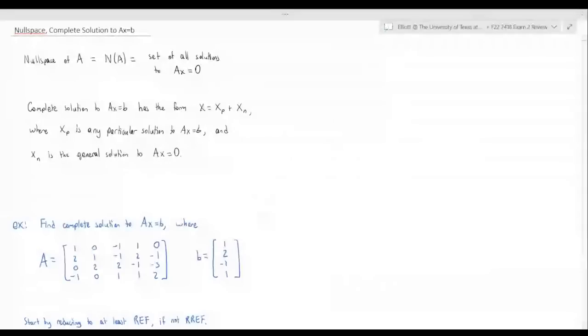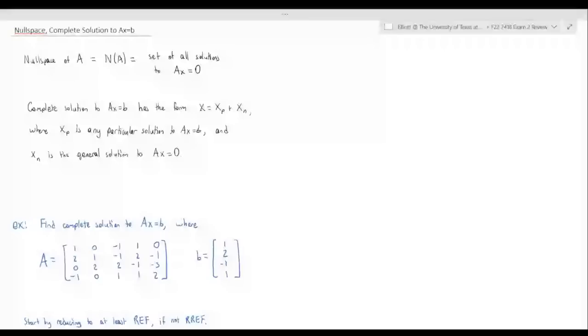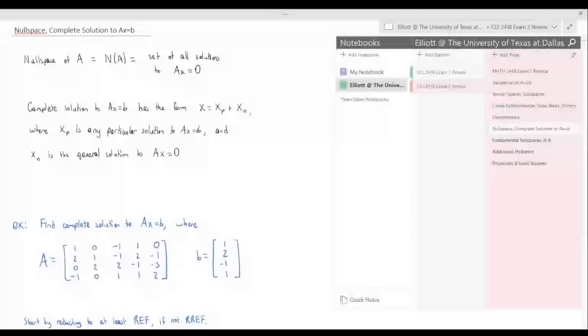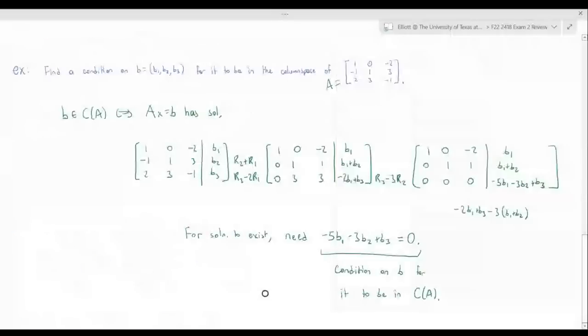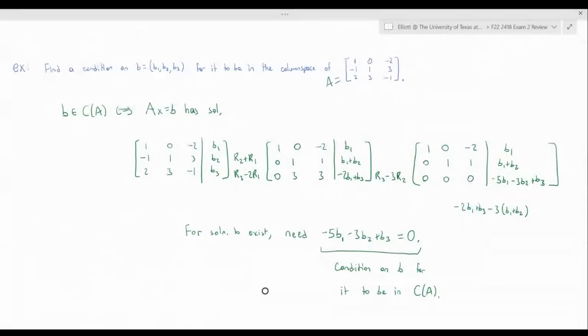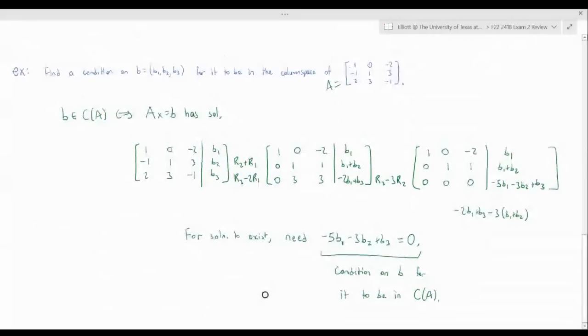So let's talk a little bit about null space next. Should we provide a particular solution? No, for a question like this one here, I don't think you would need to provide a solution at all. They just wanted the condition, and that equation that you get at the end would be the condition that they need, okay?